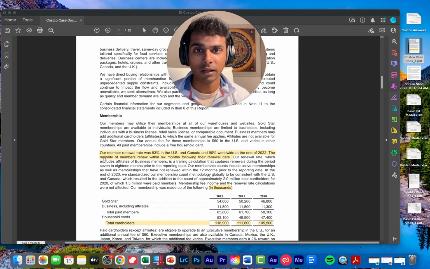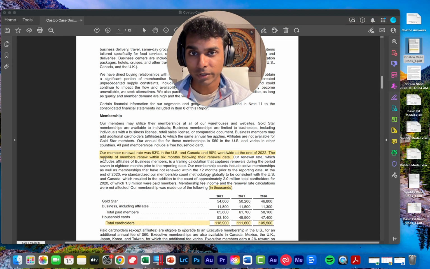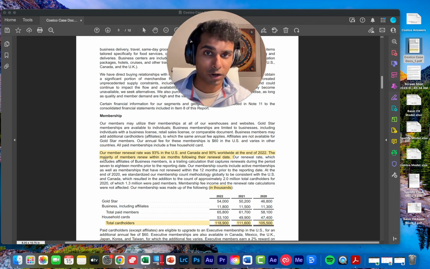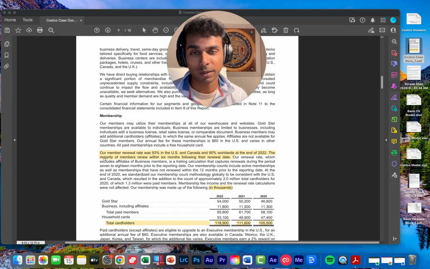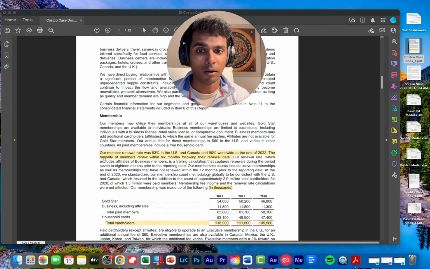That's actually not as great. Let's use a different example, because a 99% monthly renewal rate is a 1% churn per month, which is 12% churn per year, which ends up being an 88% renewal rate for the year, right? For Costco, it's 90% for the year.